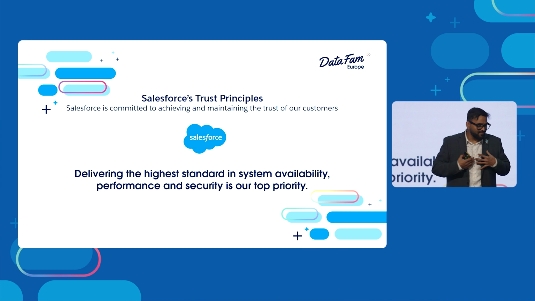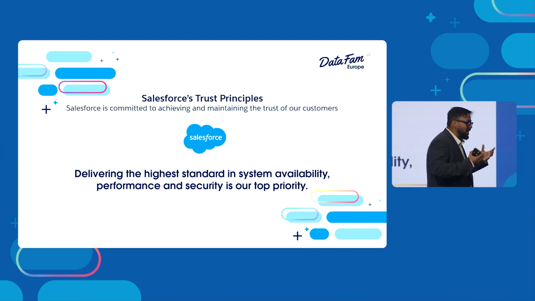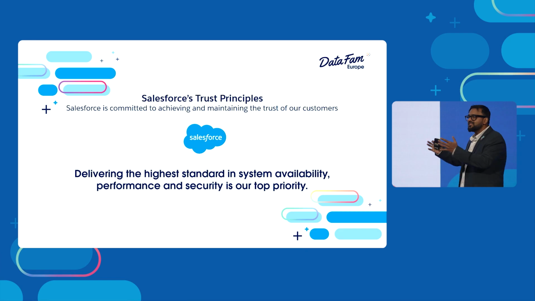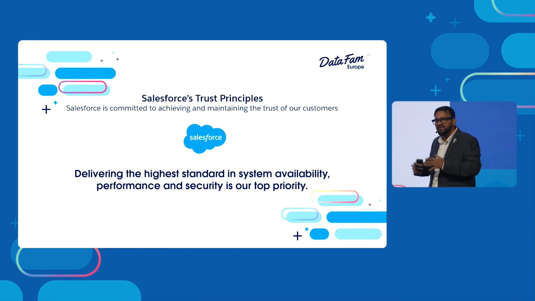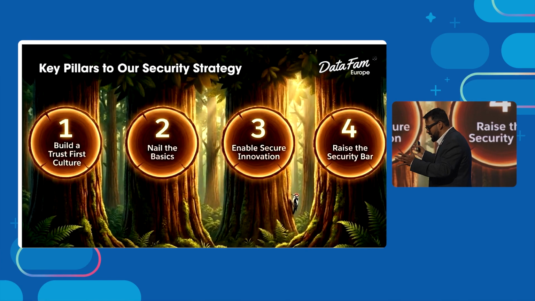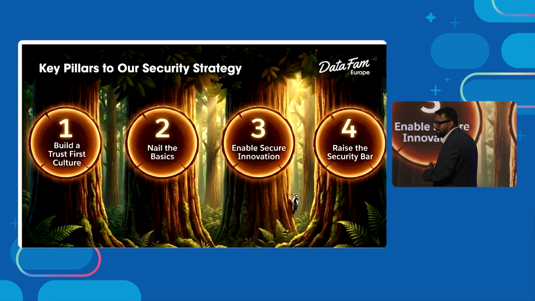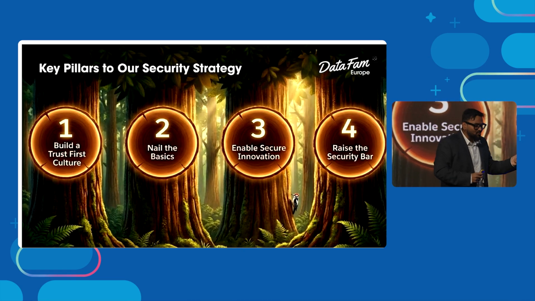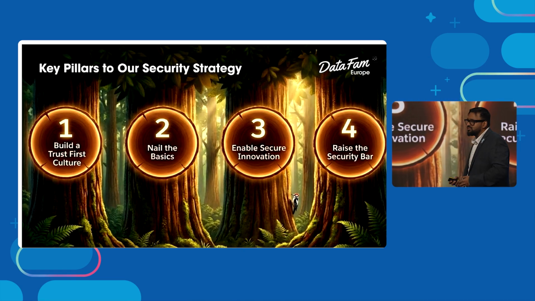Salesforce's number one value is trust. And how we define trust is delivering the highest standard in system availability, performance, and security. This has been our value proposition from the time we've been on, right? And so how we deliver this within Salesforce is with these 4 nice, amazing pillars, thanks to Gemini for making it more attractive. So we start with building a trust-first culture.